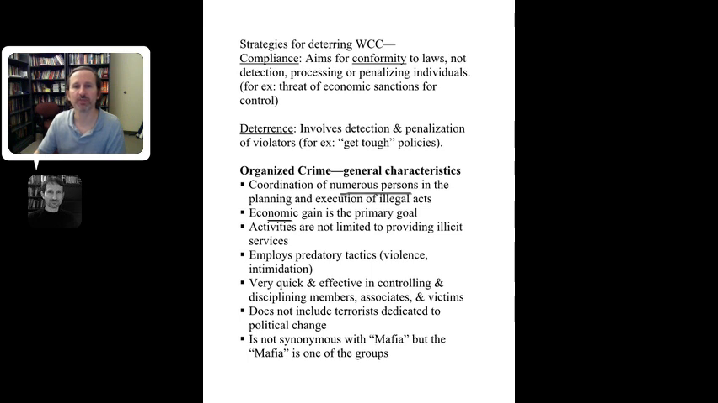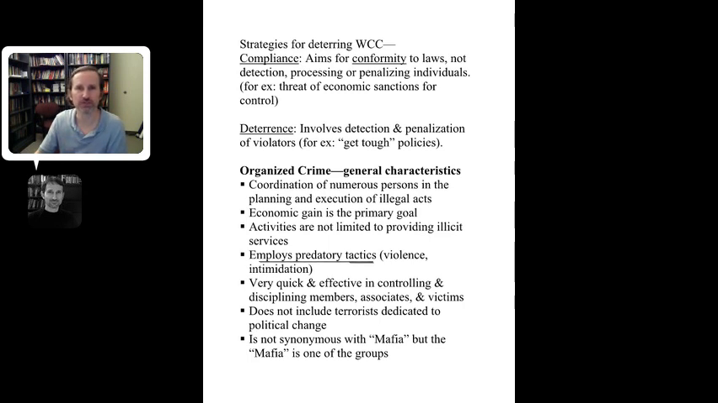Second big characteristic is these are primarily about economic gain. Third, the activities are not only related to illicit services. Some people believe that it's about, for example, a pimp who is prostituting out some women, and that isn't necessarily the only type of organized crime thing that you can see. The mafia forcing people to pay for protection. Those are only some examples of this. But it's important to note that organized crime does involve predatory type of relationship.